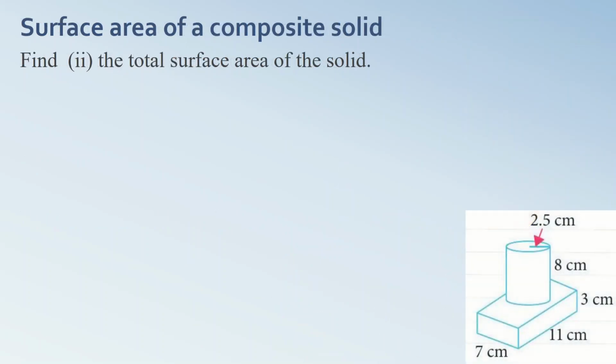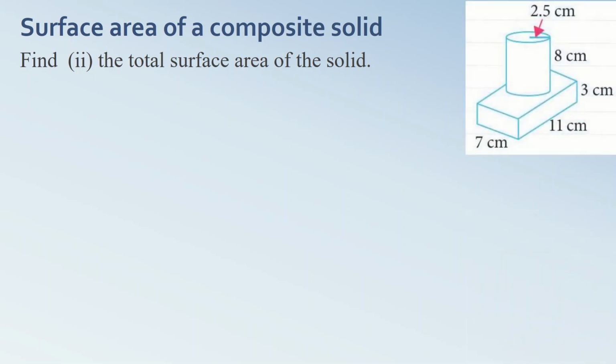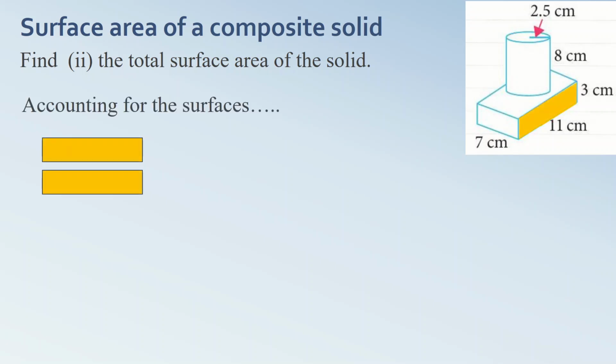Part 2 of the question asks to find the total surface area of the solid. Let's take a moment to account for the surfaces of the solid that can be touched. The orange rectangles account for the front and back faces of the cuboid. The yellow rectangles account for the left and right faces of the cuboid.